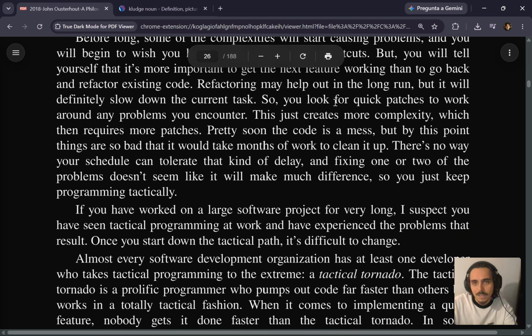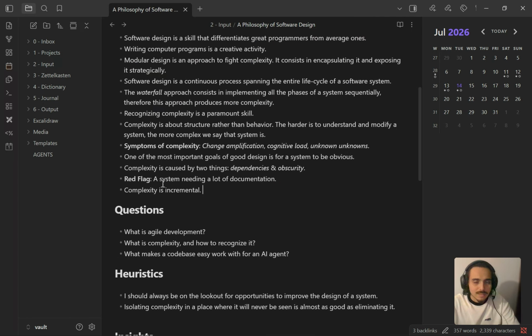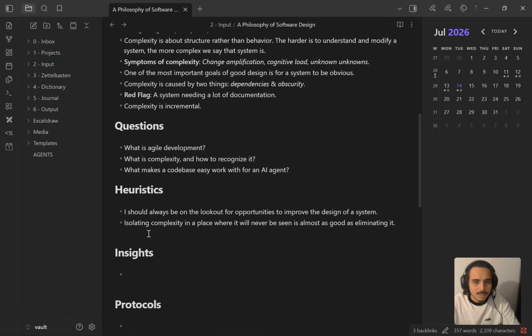Refactoring might help out in the long run, but it will definitely slow down the current task. So you look for quick patches to work around any problems you encounter. This just creates more complexity, which then requires more patches. Pretty soon the code is a mess. But by this point, things are so bad that it will take months of work to clean it up.